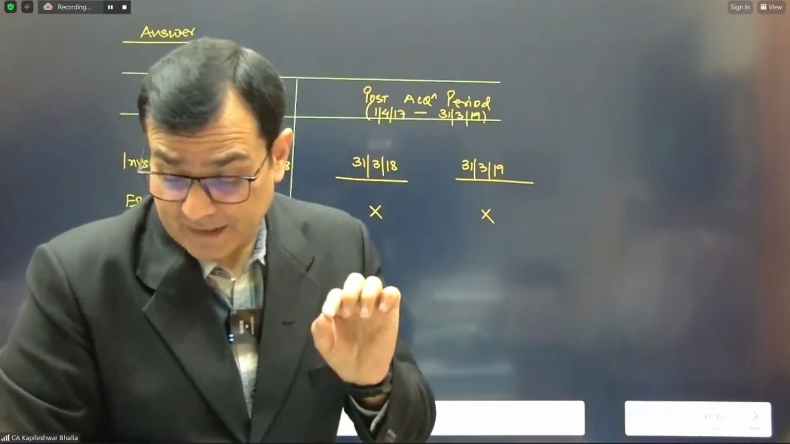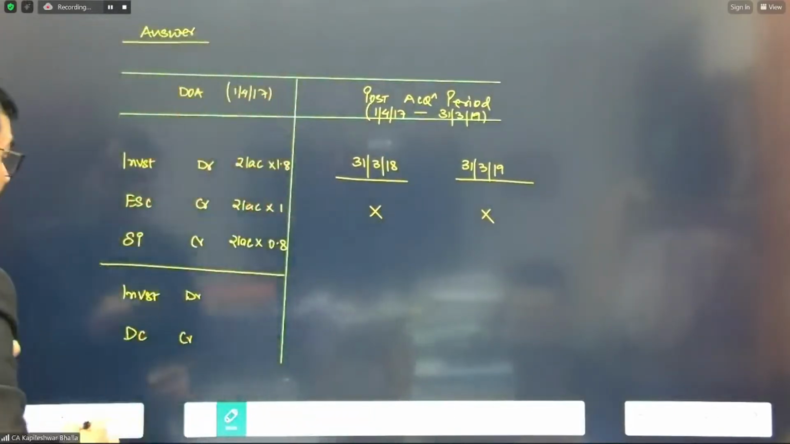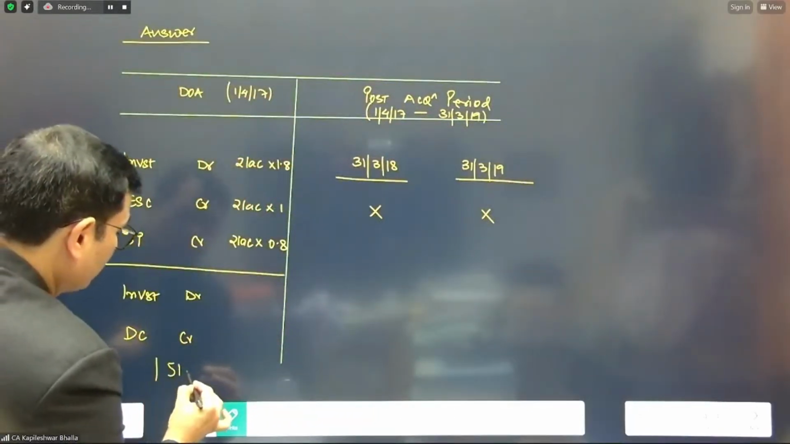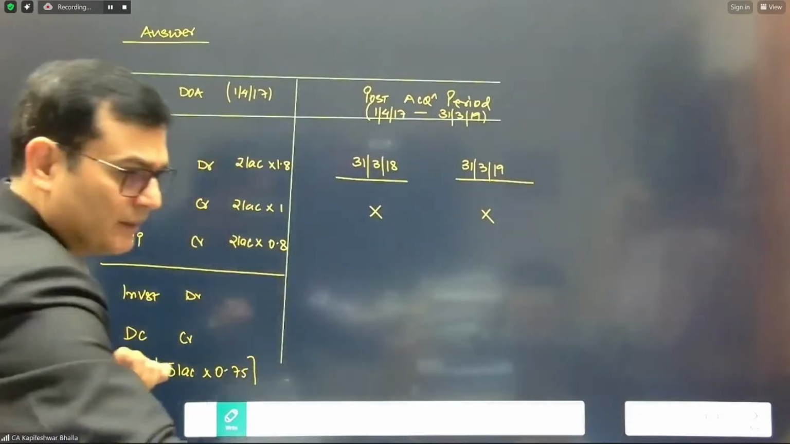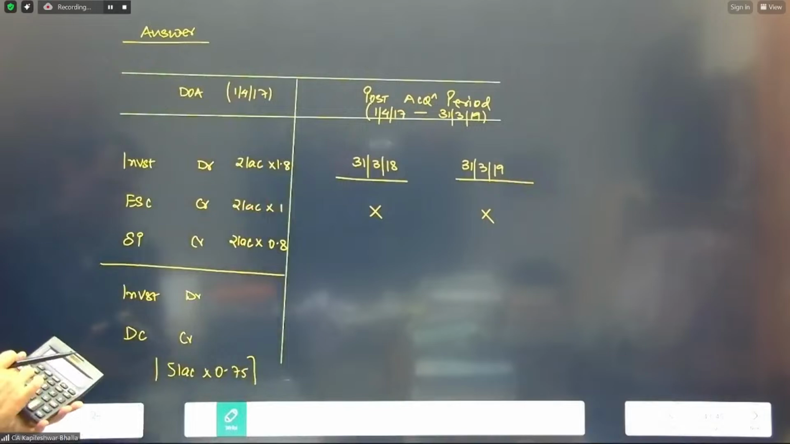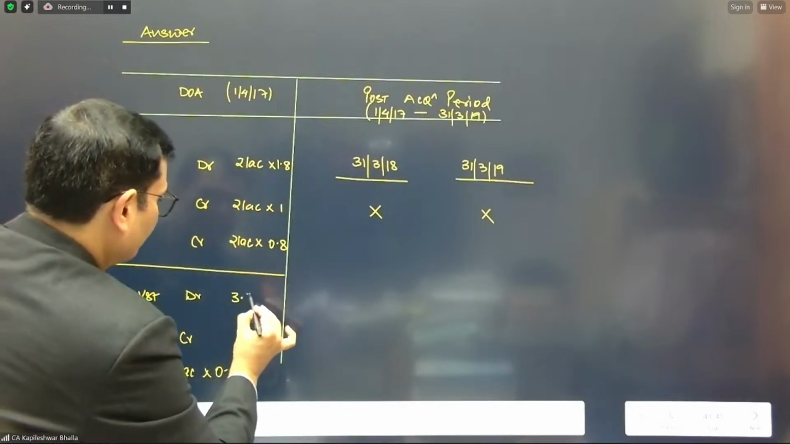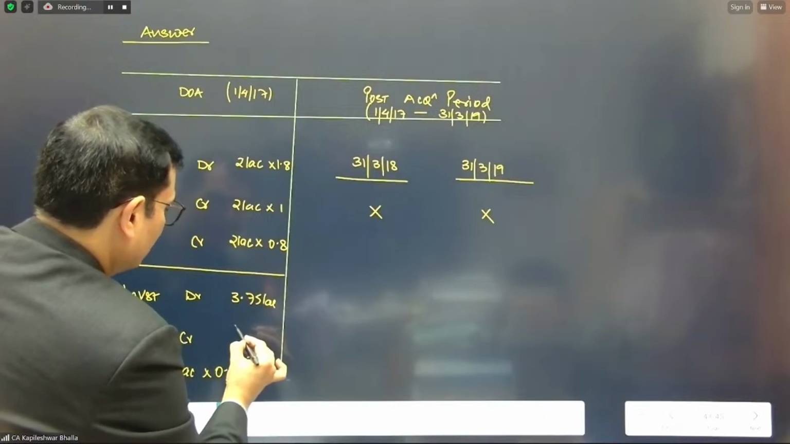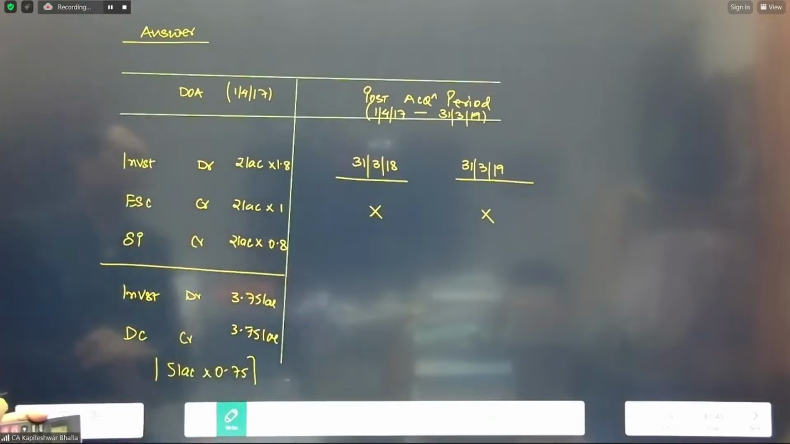So 5 lakh is what would have been given, and the present value factor is 0.75. This 5 lakh would have been given 3 years later. So let's take the present value of this. 5 lakh into 0.75, and that works out at 3.75 lakhs. That is investment debit, and the deferred consideration is given a credit.